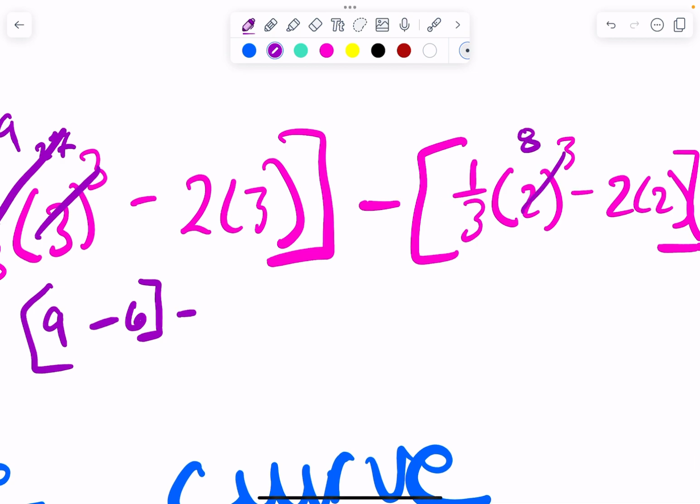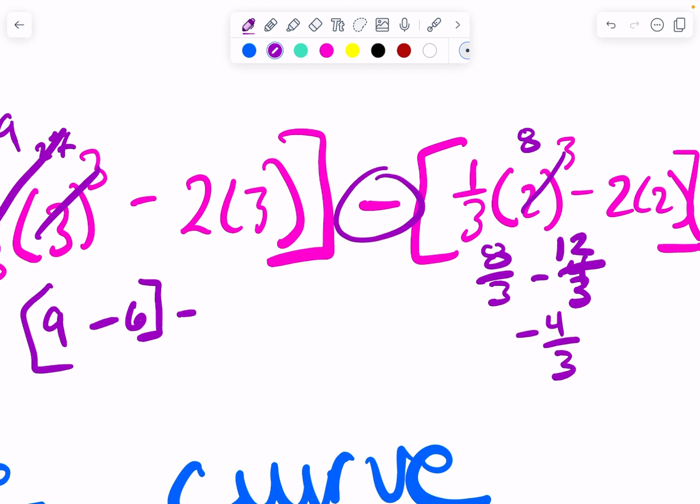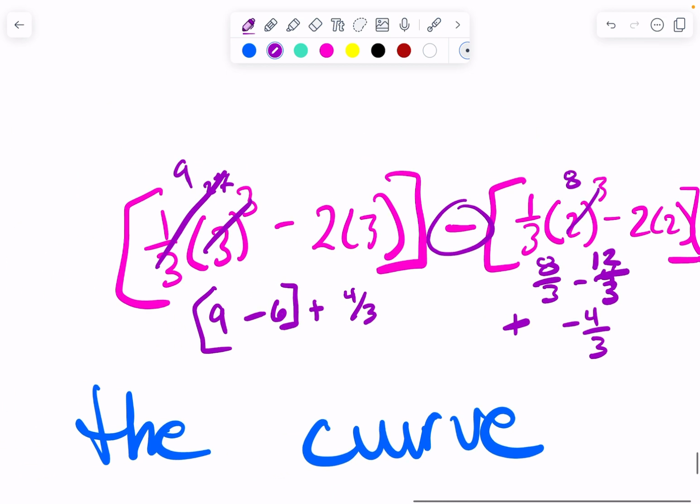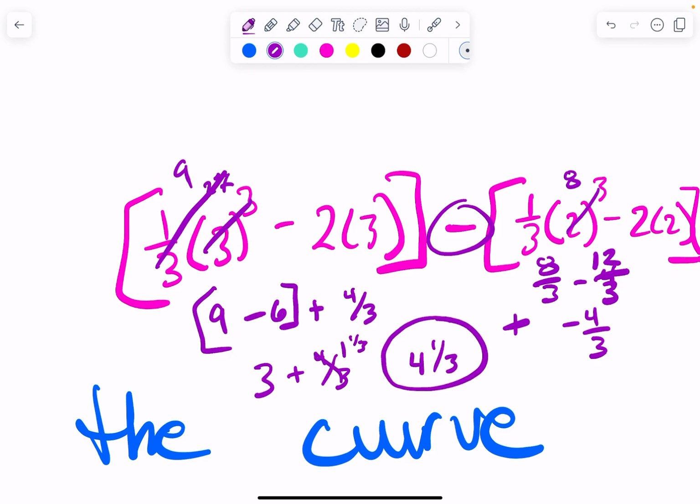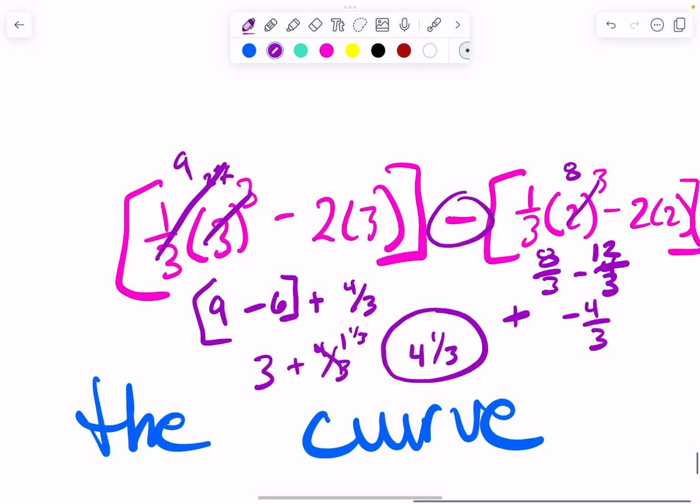Ugh, this is going to be like 8/3 minus 4, which is 12/3, which is negative 4/3, but we have this minus here, so this is plus 4/3. That was kind of a mess, and I hope I did that right. This is 3 plus 4/3, and this is 1 1/3, so that's 4 1/3. Area under the curve, 4 1/3-ish, something like that.